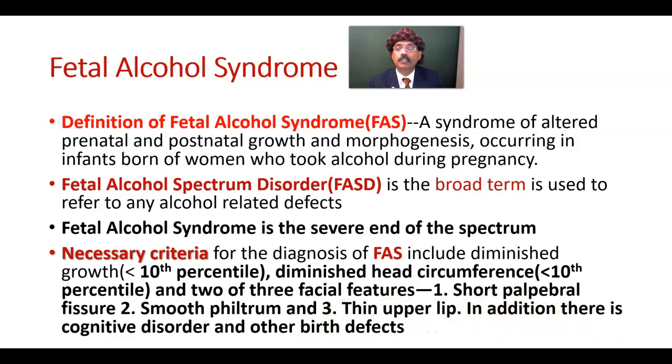Upper lip is thin. In addition, there is cognitive disorder. There will be problem in judgment, so there will be lack of judgment capacity. There is some behavioral problem. There may be irregular behavior, maybe antisocial behavior, lack of adjustment, maybe some type of criminal behavior that is also possible. There may be other birth defects, maybe some type of heart defect, that is ventricular septal defect, atrial septal defect, or tetralogy of Fallot. There may be abnormal development of the joints.